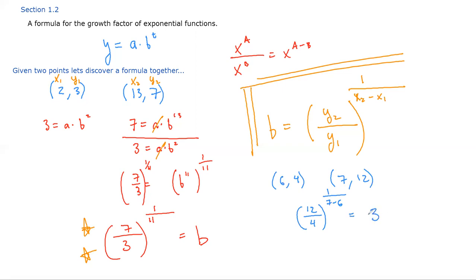Now, I didn't have to pick this one to be x1 or x2. I could have done it the other way. I could have said 4 over 12 raised to the 1 over 6 minus 7. But as you can see, 6 minus 7, that's going to give me a negative exponent. We would have 1/3 to the negative first, which is exactly the same, just 3.